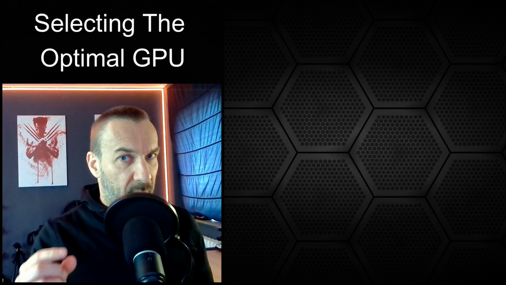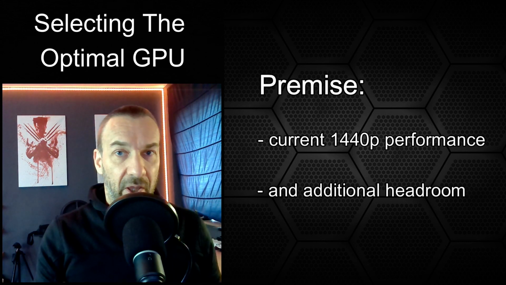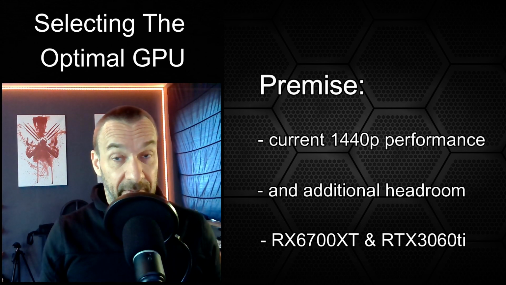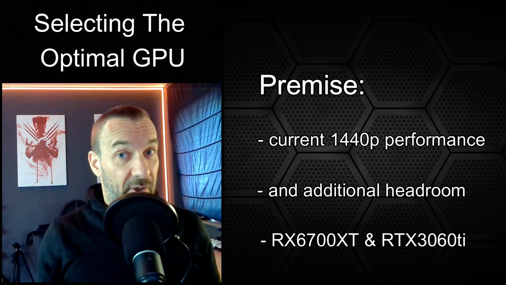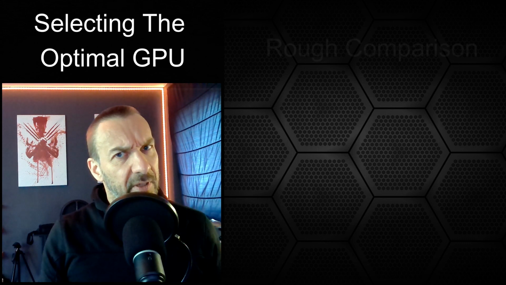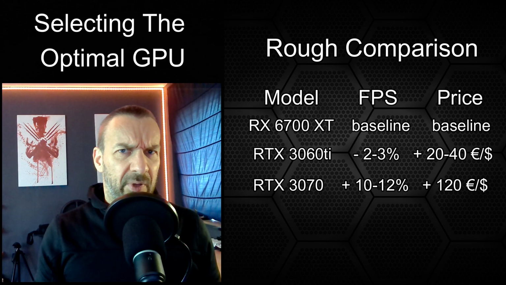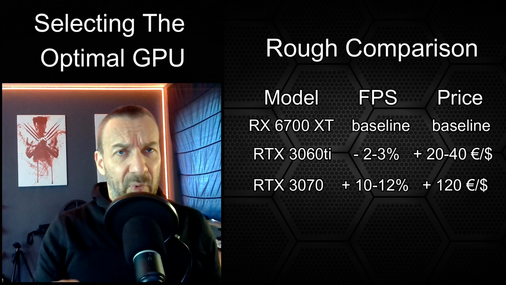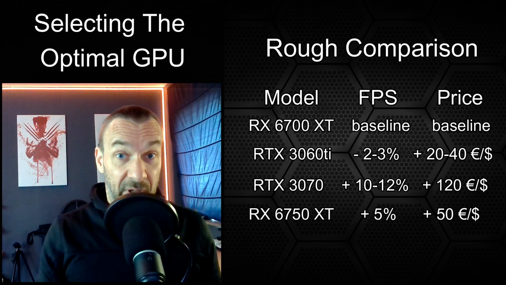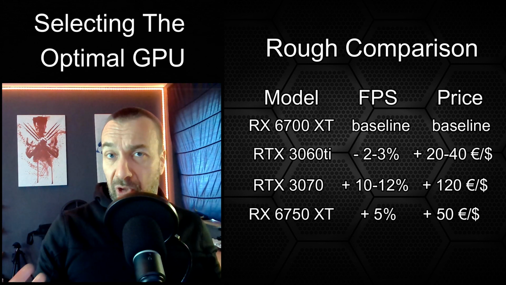Now if you take a look at which performance tier gives you good performance right now plus enough headroom for the next 2 years, the RX 6700 XT and the 3060 Ti are your best options. The 3070 is a tier above in terms of price and performance, and the updated 6750 XT is really not worth the 5% performance increase compared to its pricing. But both are options if you are on a more generous budget.